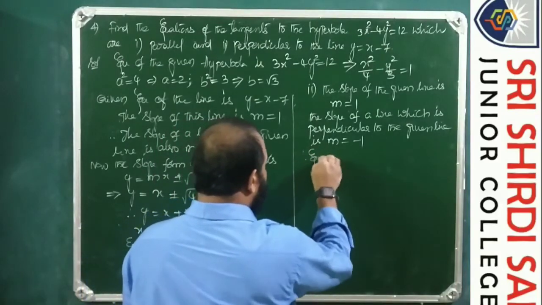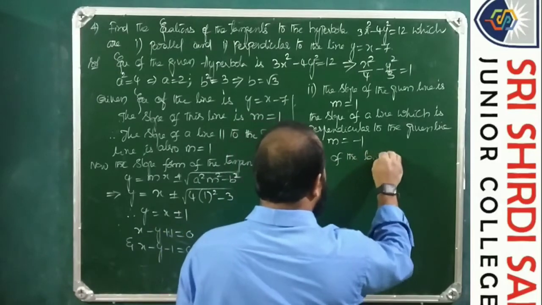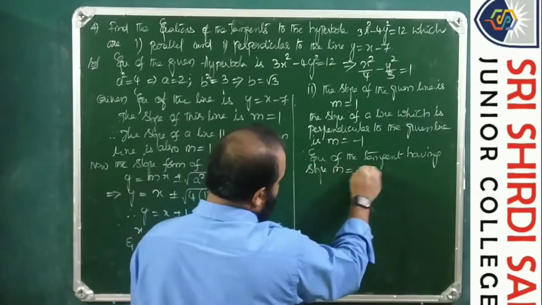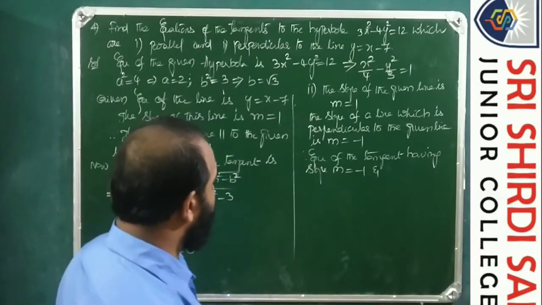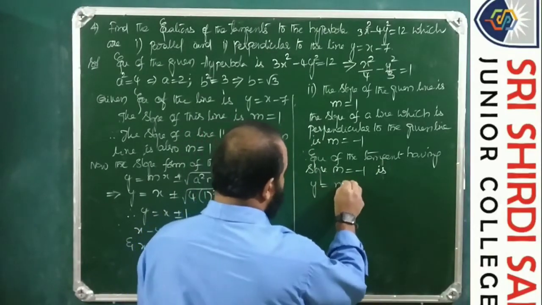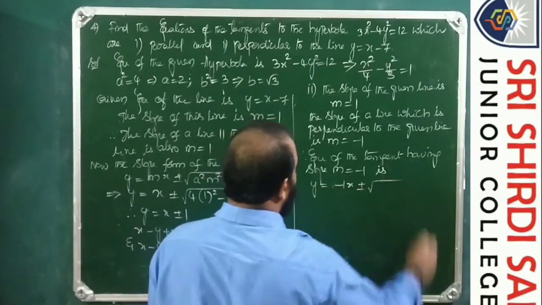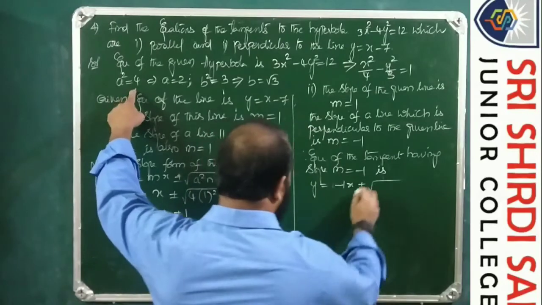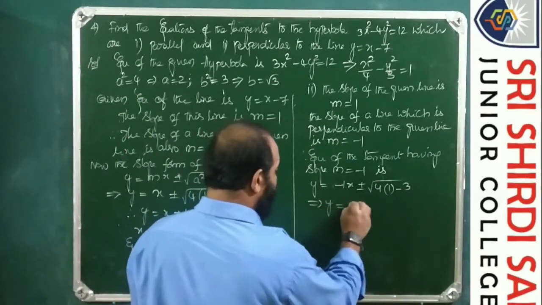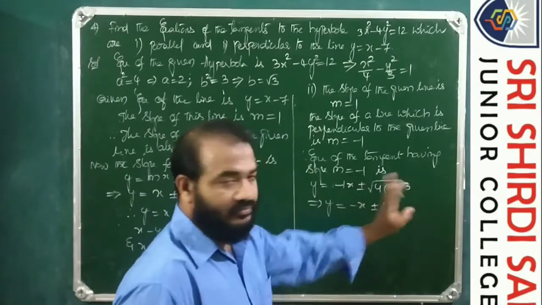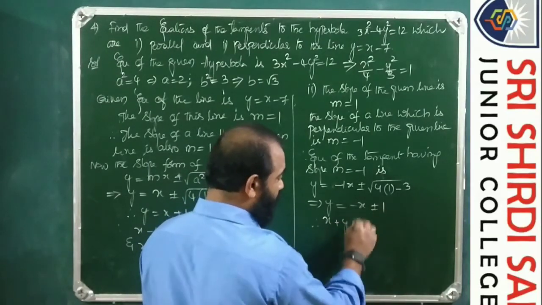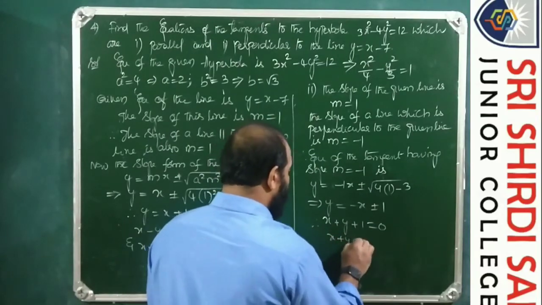So the equation of the tangent having slope m equals to minus 1 is y equals to mx plus or minus square root of a square m square minus b square. So minus 1 x plus or minus square root of a square, a square is 4, m square is minus 1 whole square, minus b square is 3. So this is y equals to minus x plus or minus 1, since 4 minus 3 is 1. Therefore x plus y, if you take plus 1 and minus 1, so x plus y plus 1 equals to 0 and x plus y minus 1 equals to 0.